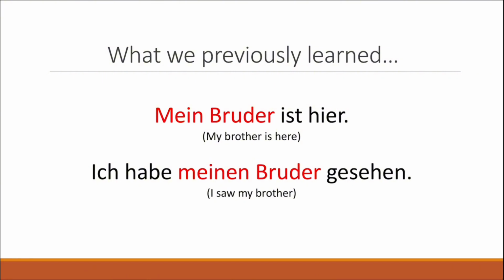In the second case, however, we can see how mein Bruder is the direct object of the sentence, because the subject in this case is ich, and because of that, we're going to decline it, and we're going to have the accusative case. So mein is going to become meinen. This is particular in German, and it does not happen in English, so it is very important to remember.